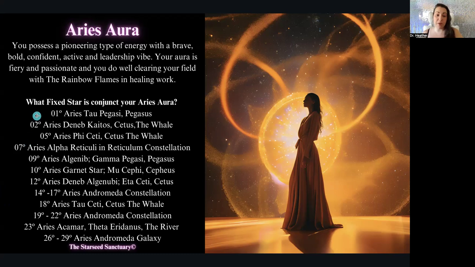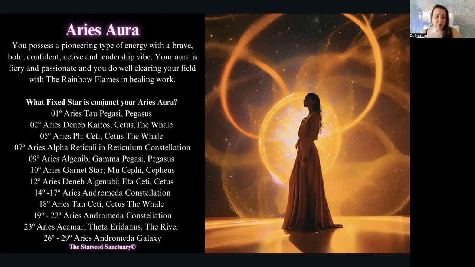So 1 degree will be Pegasus, 2 degrees will be Cetus the whale, 5 degrees around there will also be Cetus the whale. 7 degrees is going to be Alpha Reticulum, which is a counterpart to Zeta Reticuli in the Reticulum constellation where the grays hail from. Then around 9 degrees is going to be Pegasus. 10 degrees will be the Garnet Star in Cepheus the King. 11 to 12 degrees is going to be Cetus the whale. And then about 13 to 17 degrees will be the Andromeda constellation.